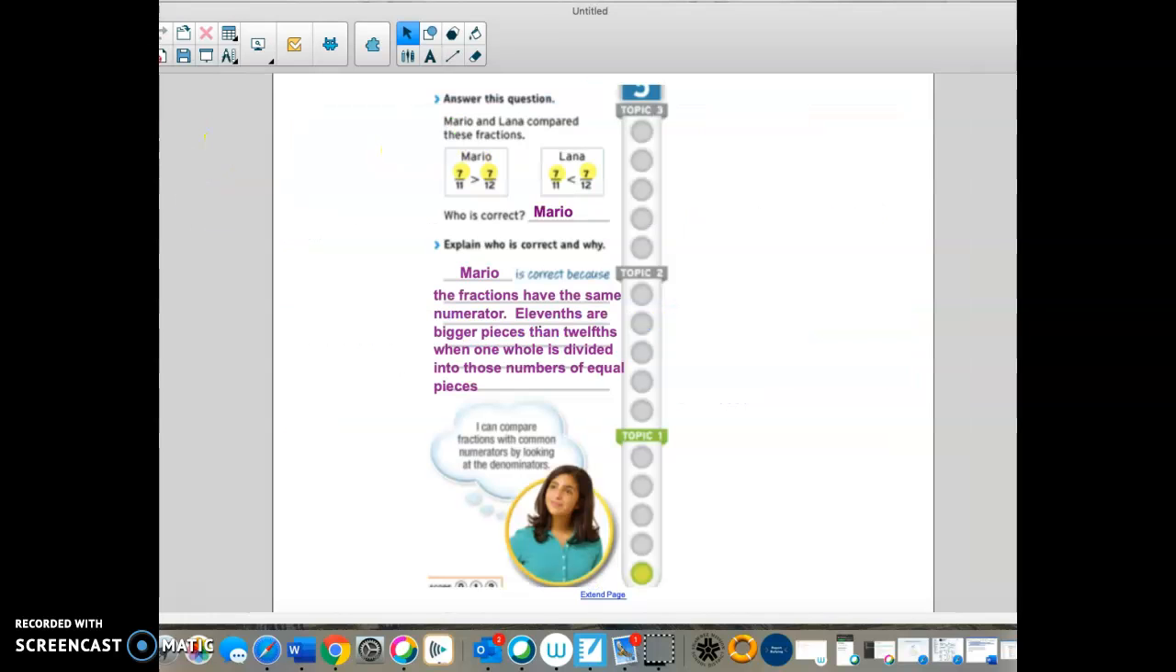We get to your exit ticket, and nobody is surprised that Mario got it correct. The Mario I know always does a top-notch job. The reason Mario is correct is because the fractions have the same numerator. And because they have the same numerator, 11ths are a bigger piece than the 12ths when one whole is divided into those numbers of equal pieces. Not a lot of difference, but there would be some difference.